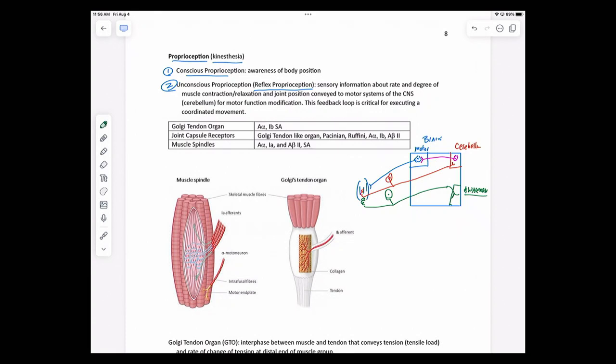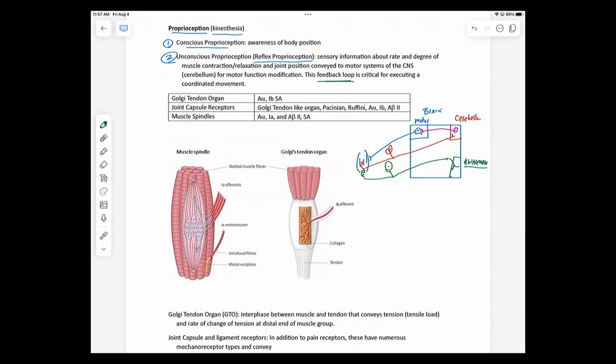So again, for the motor, we got a really important feedback loop here that's critical for executing a coordinated movement. So that's kind of a big picture of what's going on, but the emphasis here is that these are different tracks. So I have sensory information coming from skeletal muscle and other organs, joints and Golgi tendons that are talking both to the cerebellum and to the part of the brain that gives me awareness, but those are two different tracks.